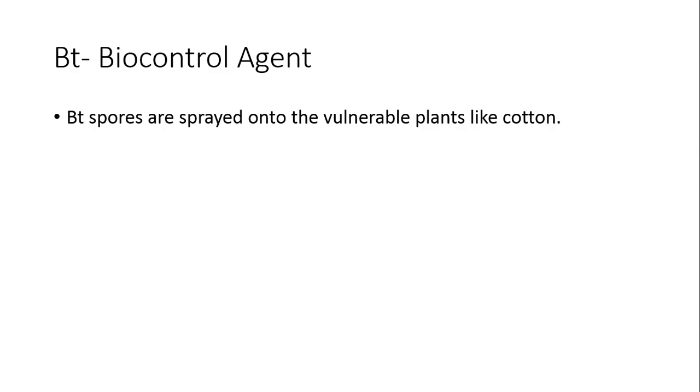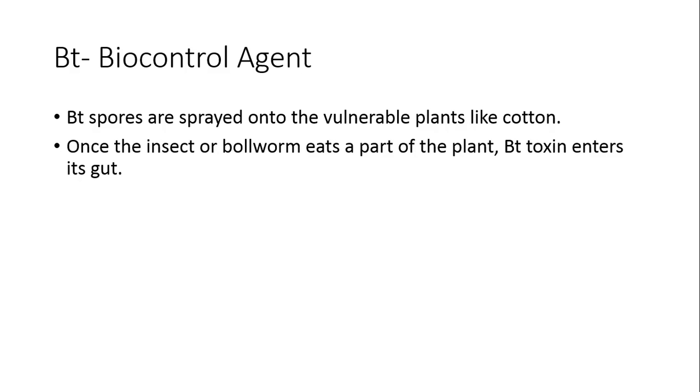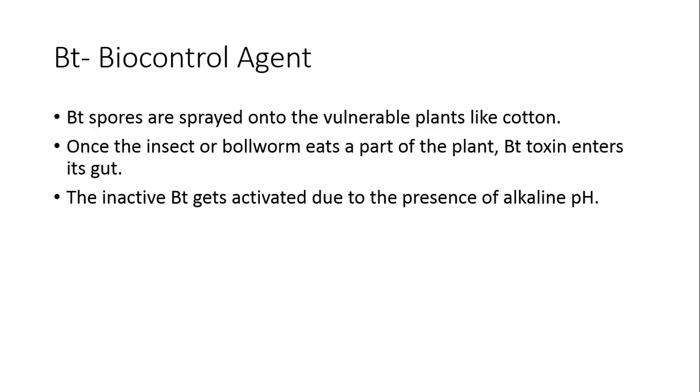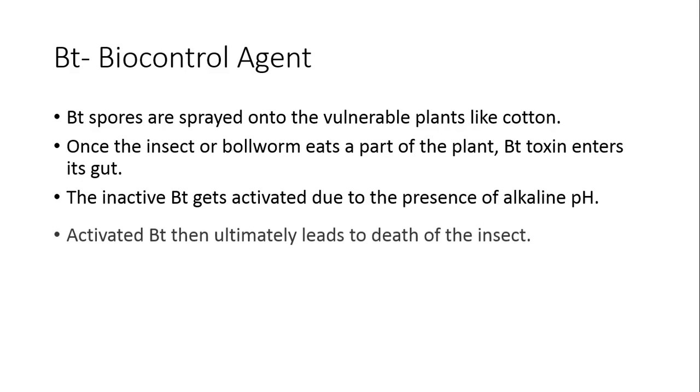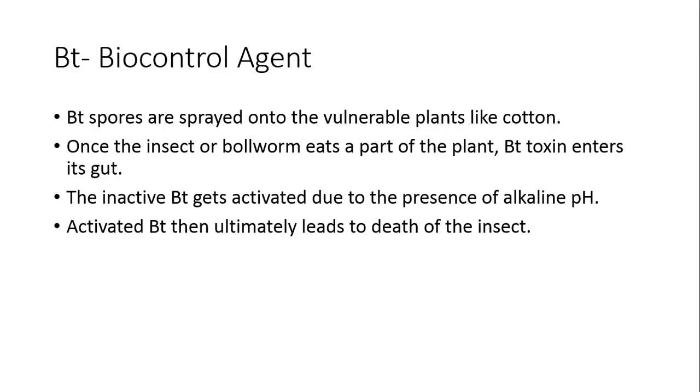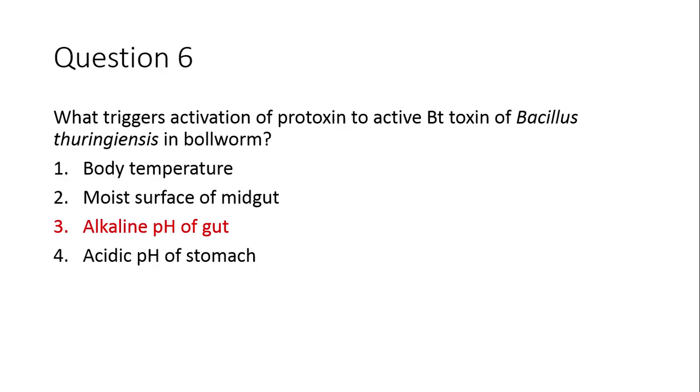The Bt spores are sprayed onto the vulnerable plants like cotton, and once the insect or bollworm eats a part of the plant, the Bt toxin enters its gut. This inactive Bt toxin is known as the protoxin. It gets activated due to the presence of alkaline pH of the gut. Once activated, it then ultimately leads to the death of the insect. So, the answer to this question is alkaline pH of the gut, which triggers the activation of protoxin to active Bt toxin of Bacillus thuringiensis.